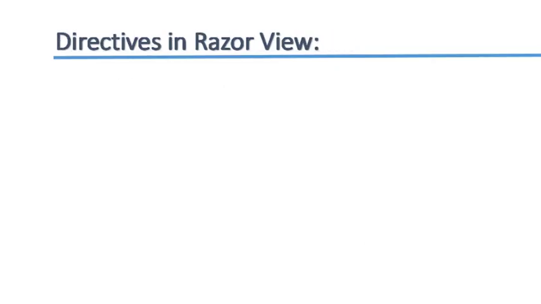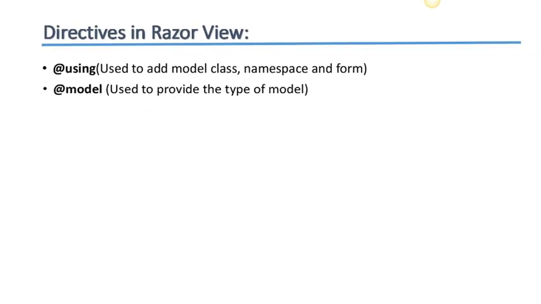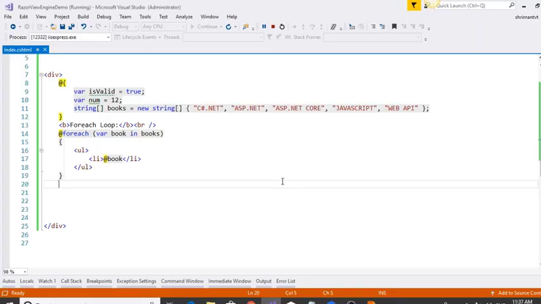So next we are going to understand what the directives are and how to use the directives in Razor View engine. So there are two directives, @using and @model. So @using is used to add the model class, or it is also used for the namespace, or it is used to create the form. So how can we use the @using directive in Razor View engine? So we can flip to Visual Studio.